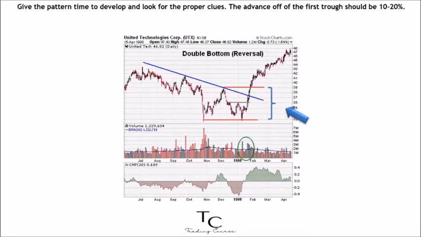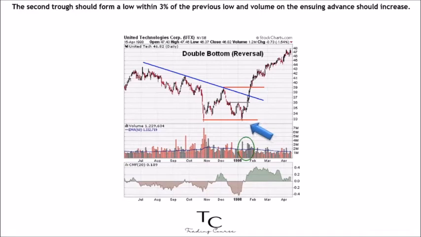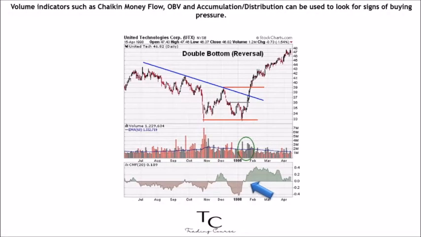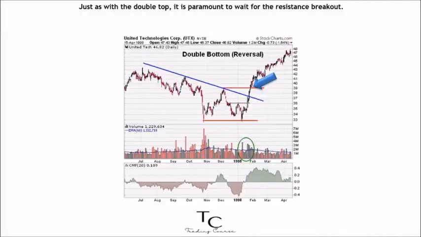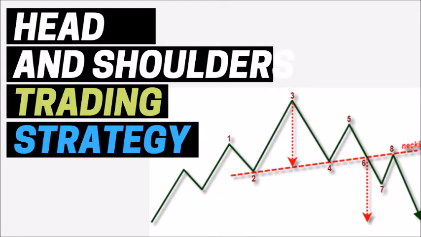The advance off of the first trough should be 10 to 20%. The second trough should form a low within 3% of the previous low, and volume on the ensuing advance should increase. Volume indicators such as Chaikin Money Flow, OBV, and Accumulation Distribution can be used to look for signs of buying pressure. Just as with the double top, it is paramount to wait for the resistance breakout. The formation is not complete until the previous reaction high is taken out.